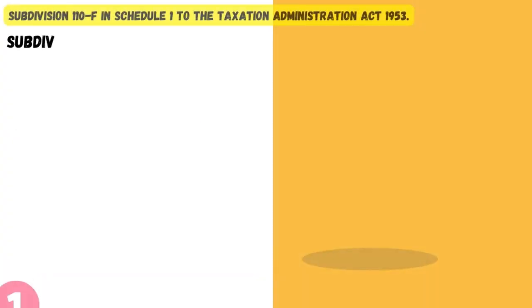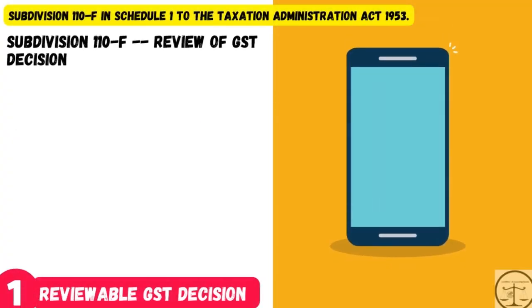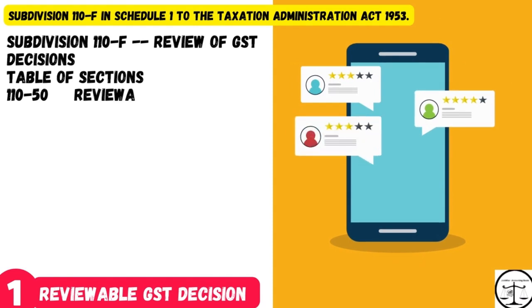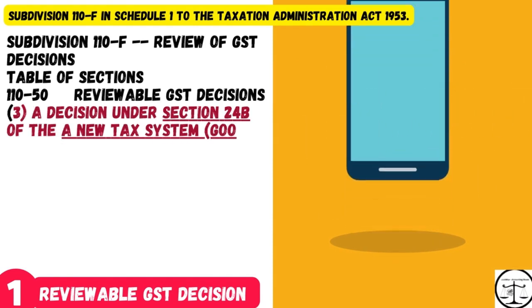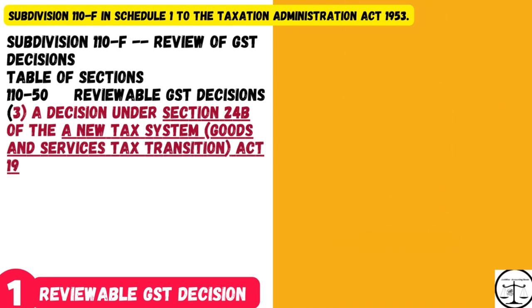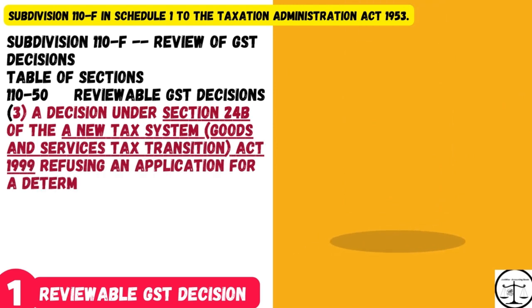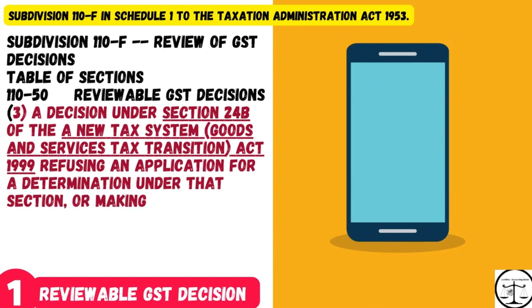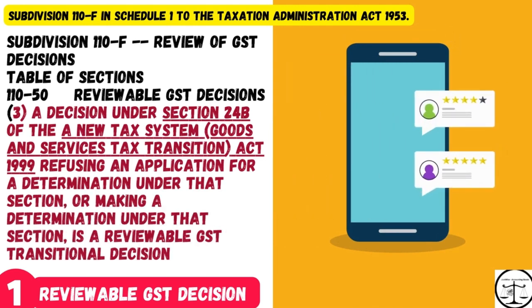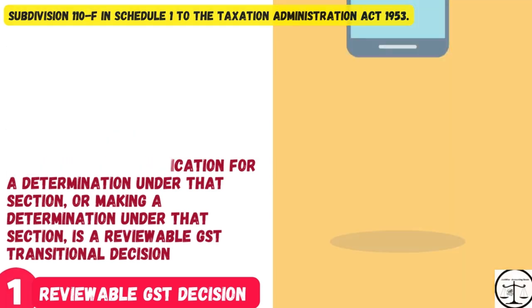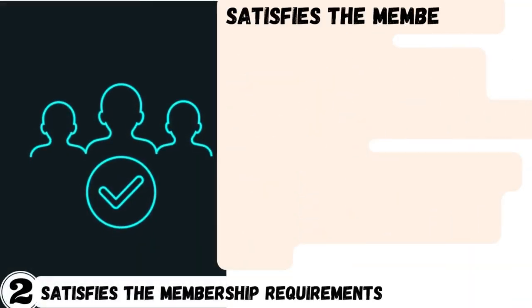3. A decision under Section 24B of the A New Tax System, Goods and Services Tax Transition Act 1999 refusing an application for a determination under that section, or making a determination under that section, is a reviewable GST transitional decision.